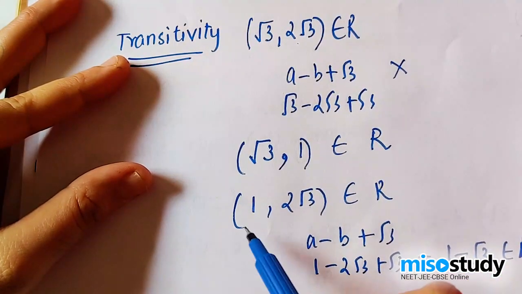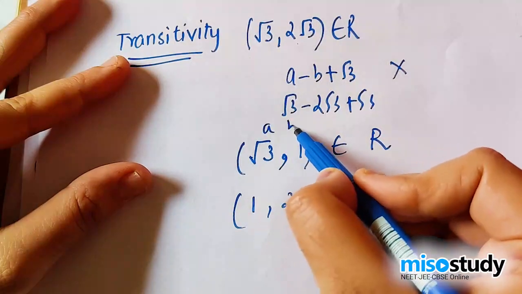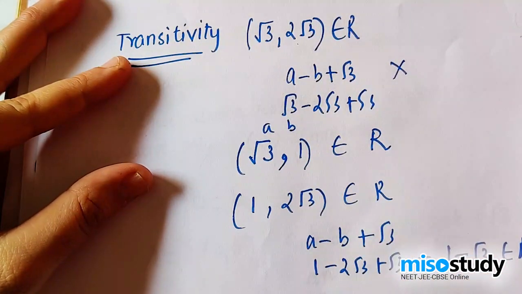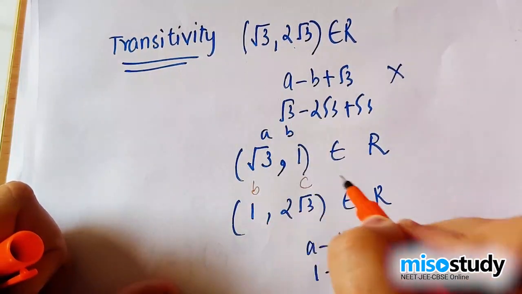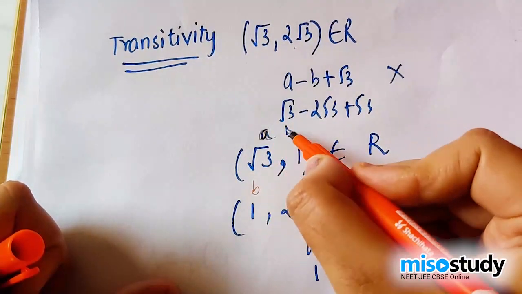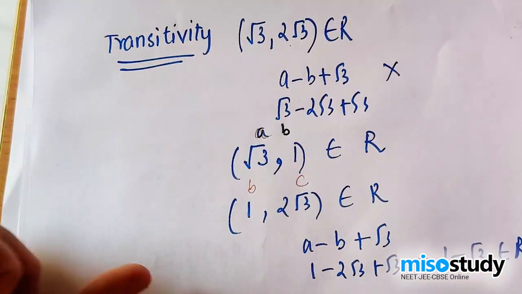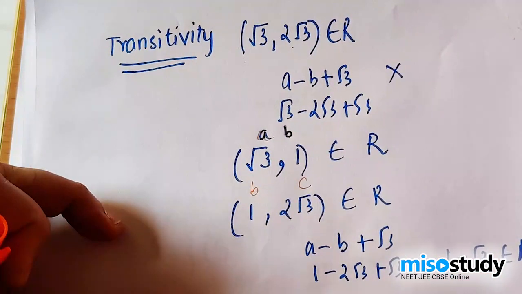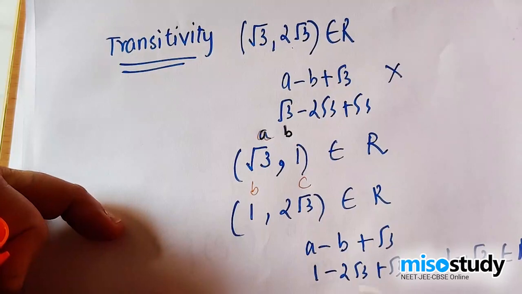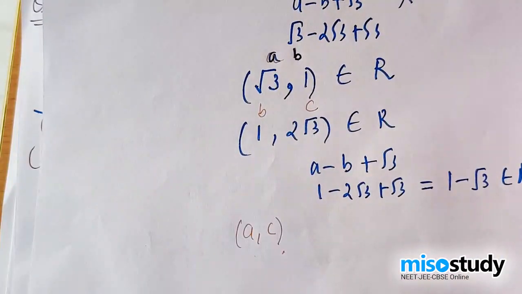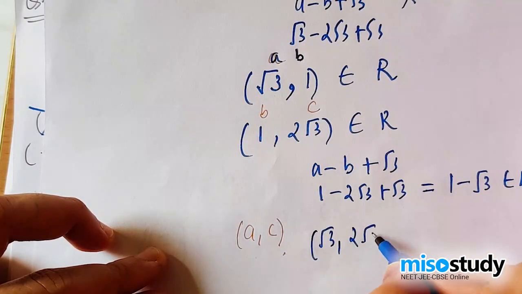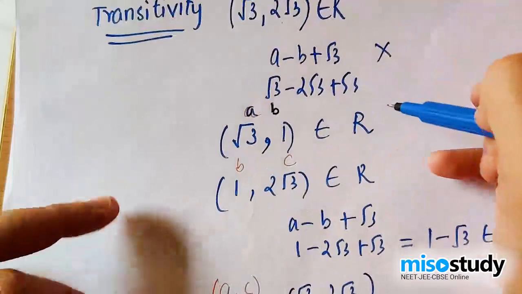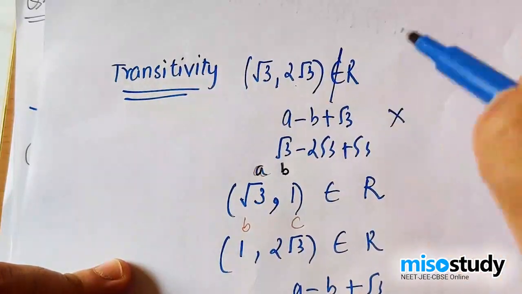So for AB belonging to R, alright, my BC also belongs to R. This is A and B belonging to R, my BC also belongs to R. Now, if my AC belongs to R, this is transitive, otherwise it's not. So let's find out what AC is. AC is nothing but root 3 comma 2 root 3. And I clearly saw in this example that root 3, 2 root 3 doesn't belong to R.